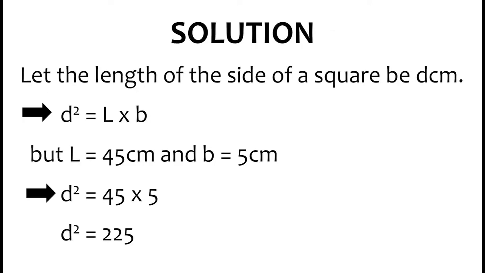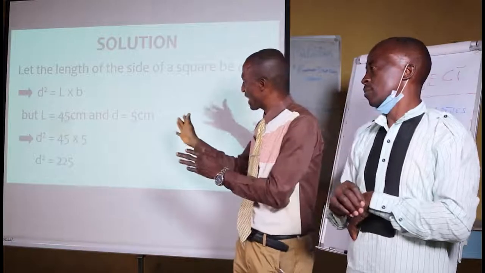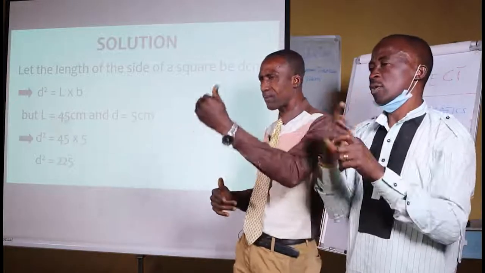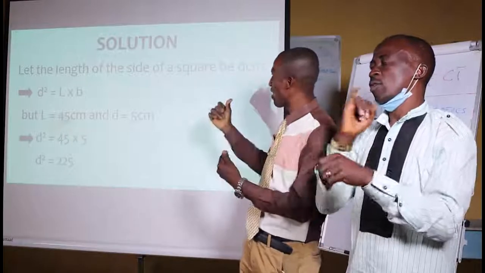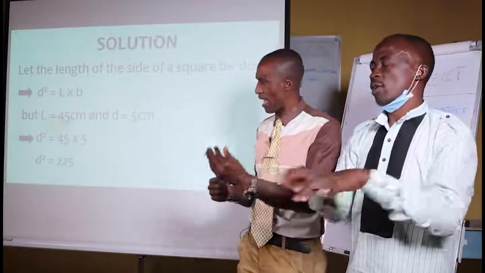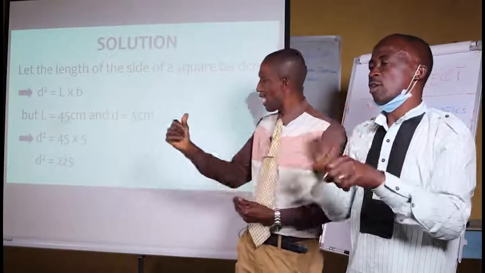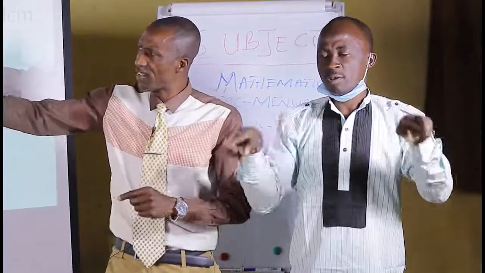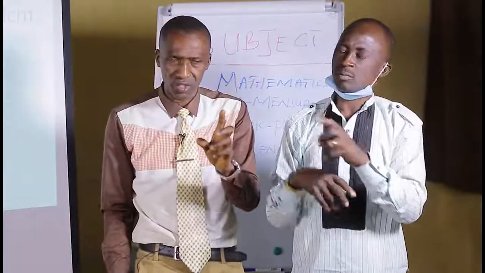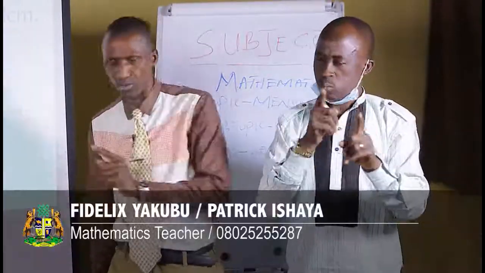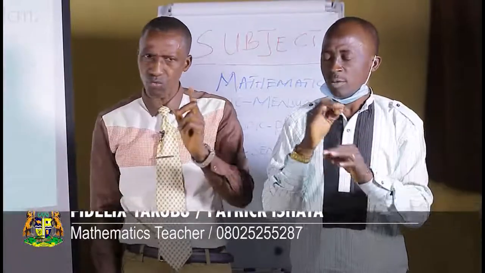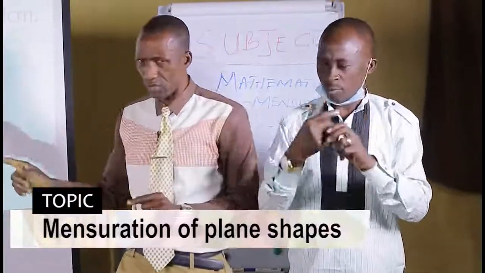Solution. Let the length of the side of a square be d centimeters. I assume the length of the side of the square to be d cm. And from the question, the area of the square is equal to the area of the rectangle. If you don't get this point, then you will find it difficult to get the actual result.